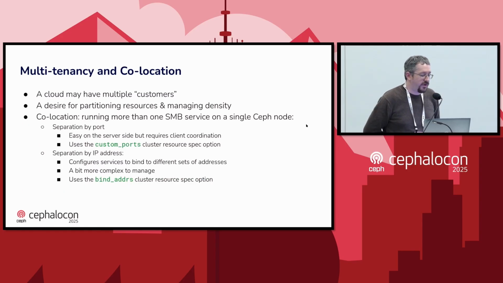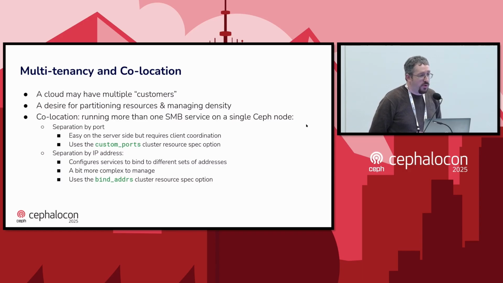So, our first big new feature is what we call co-location, a feature that helps improve the multi-tenancy. So a cloud could have multiple customers. These could be true paying customers or just different departments with different needs. For example, one department might have their own unique Active Directory which can't integrate with the first cluster.